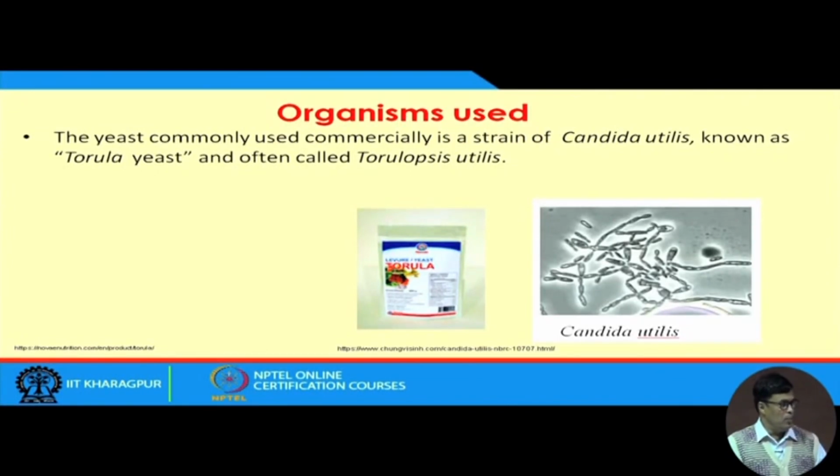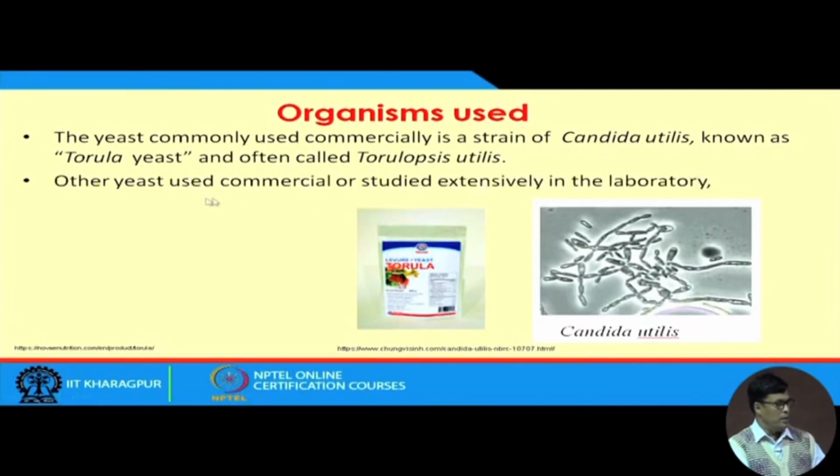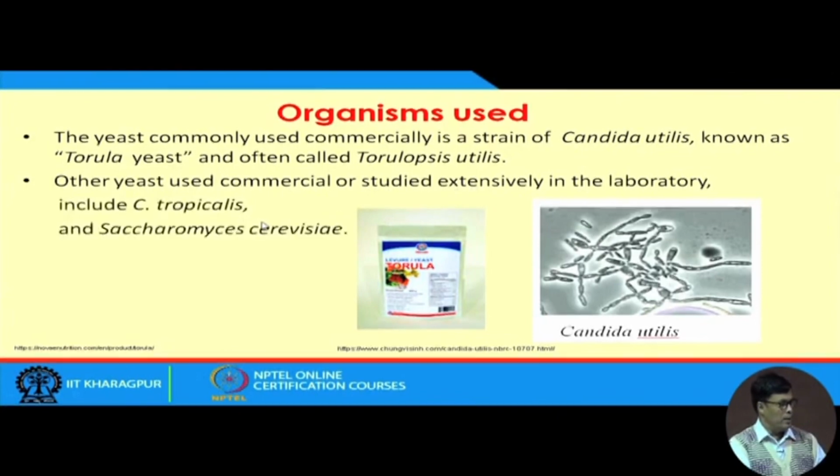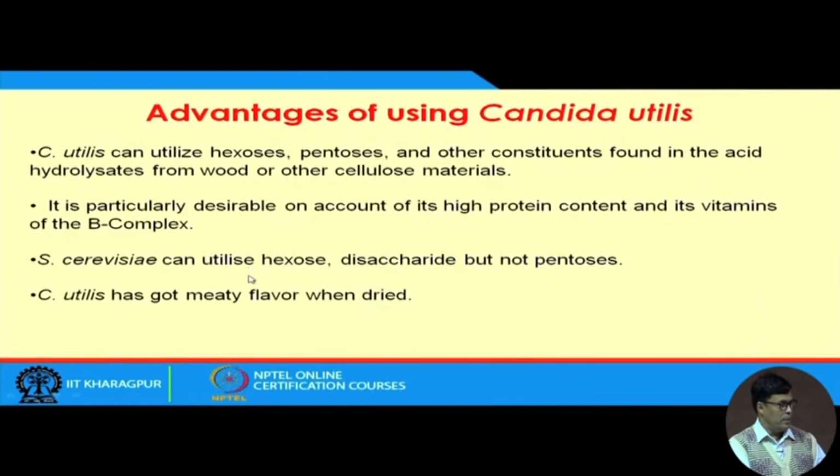Now, the yeast commonly used commercially is the strain of Candida utilis, which is also known as Torula utilis. Torula utilis and Candida utilis are basically the same, and it is often called Torulopsis utilis. The other yeasts used commercially or studied extensively in the lab are Candida tropicalis and Saccharomyces cerevisiae.